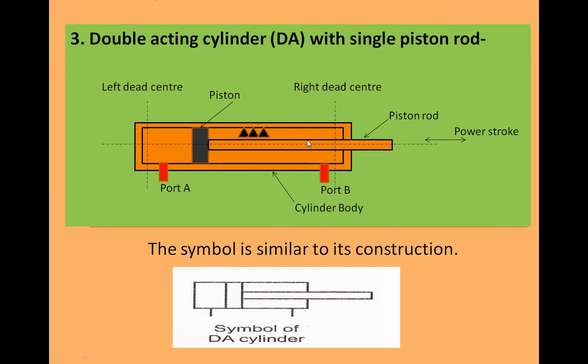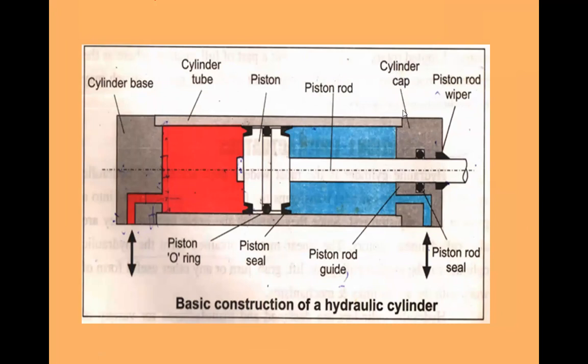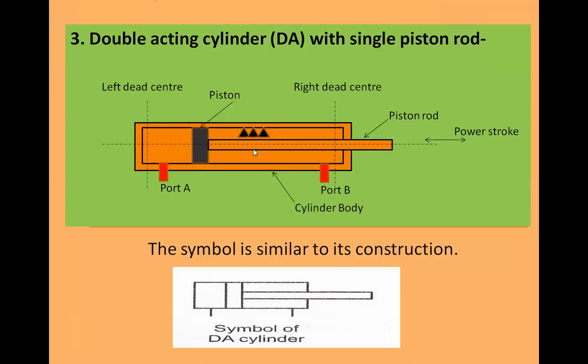Inside that cylinder we have the piston, you can see. This piston is attached with this piston rod. Getting it? And here also you will have the other sealing parts, a wiper, the cylinder cap, piston rod wiper, piston rod guide, the piston seal, piston o-ring. Everything will be there for every actuator, here also.